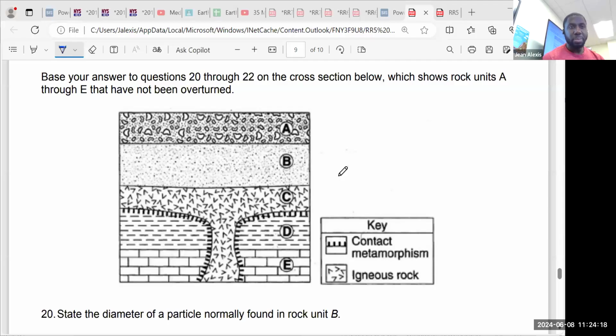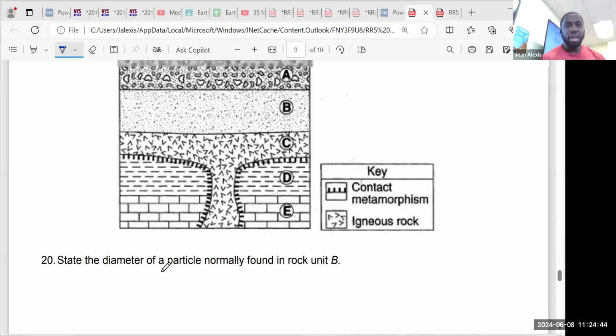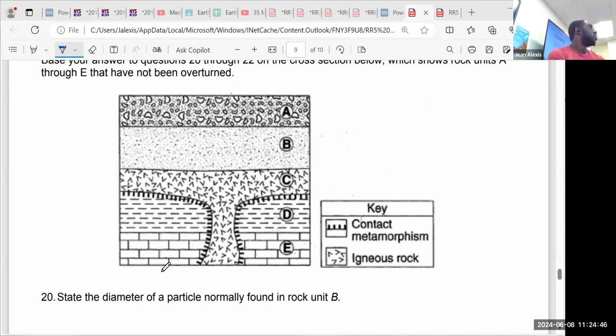Number 20 says, base your answers to questions 20 to 22 on the cross section below, which shows rock units A through E that have not been overturned. Number 20 says, state the diameter of a particle normally found in rock unit B. All right. What is rock B? Where can I find out what rock B is?